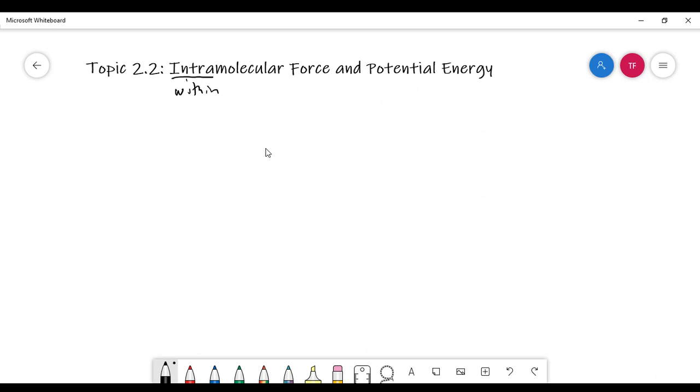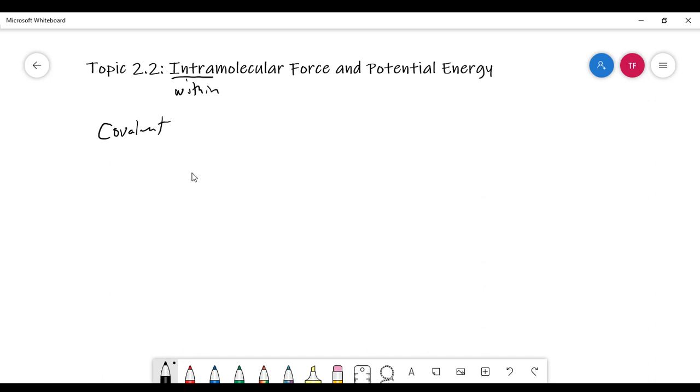We're going to be looking at covalent bonding and seeing what factors affect bond length and bond strength. And then we're also going to be looking at ionic bonding and seeing what affects the distance between ions and the strength of the force between the ions. So first, let's talk about covalent bonds.